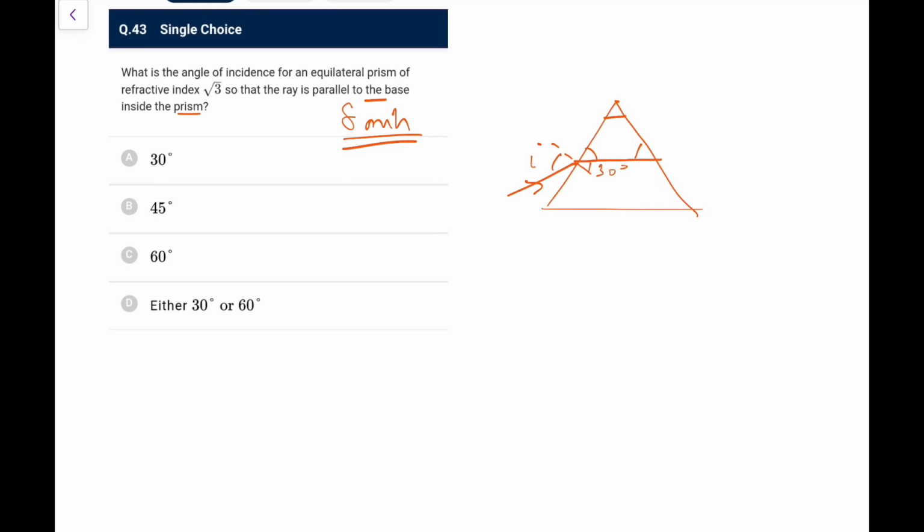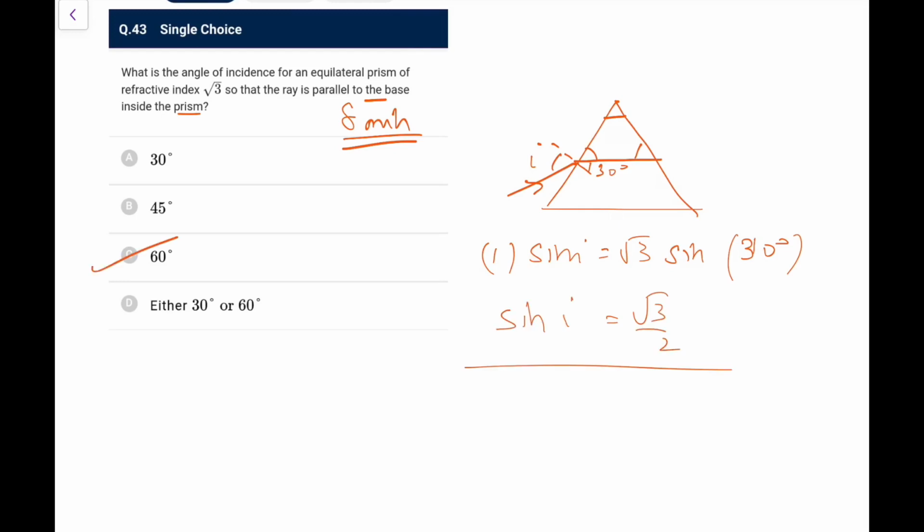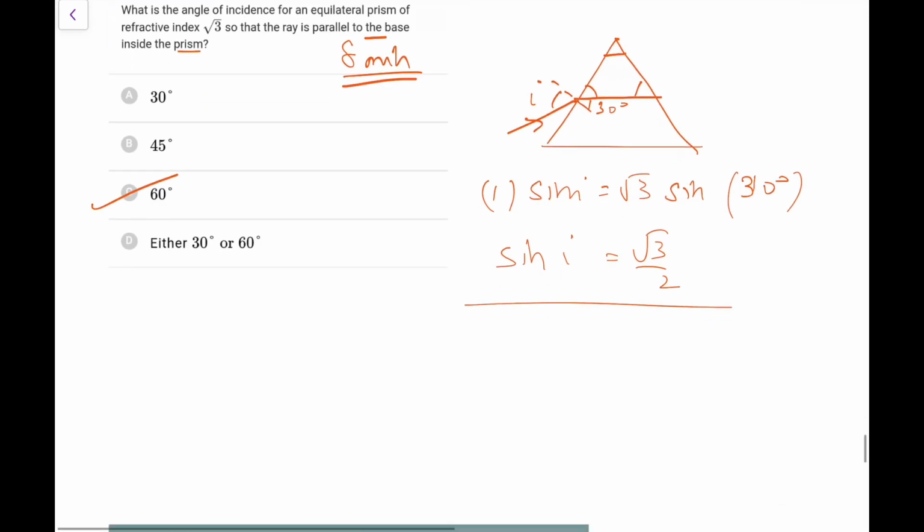So this angle is 30, so 1 into sine i should be equal to √3 into sine of what? 30. Sine of 30 is what? Sine 30, write me like this. So √3 by 2 sine i, so you all know sine i is √3 by 2 for i equals 60 degrees. So it's an easy one for you. So this is sine i equals √3 by 2.